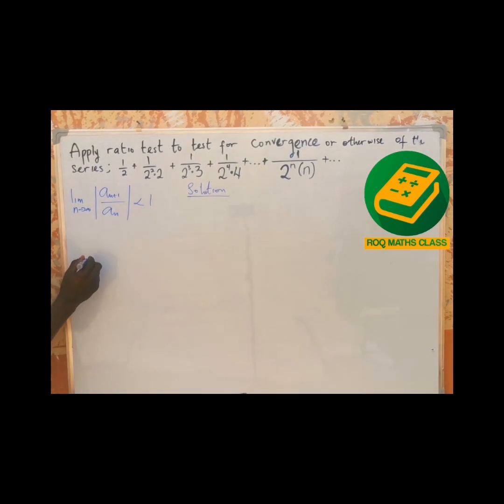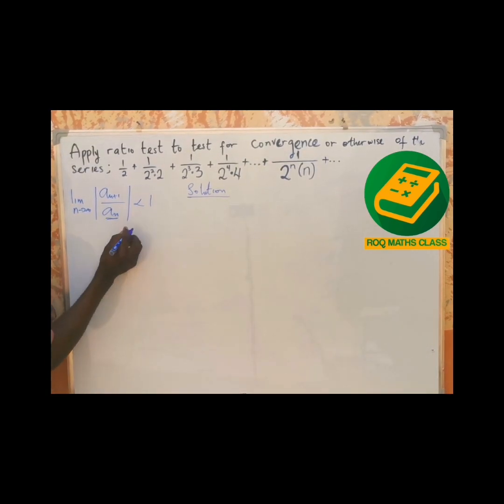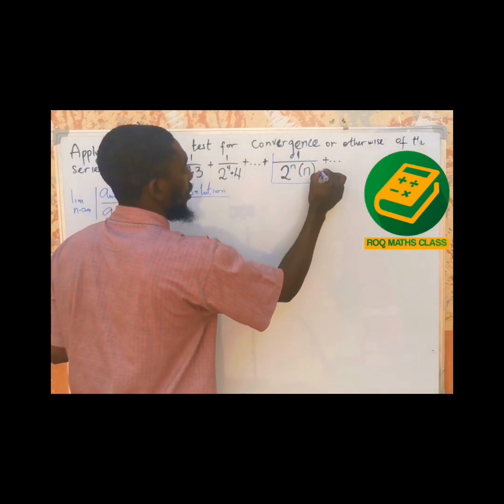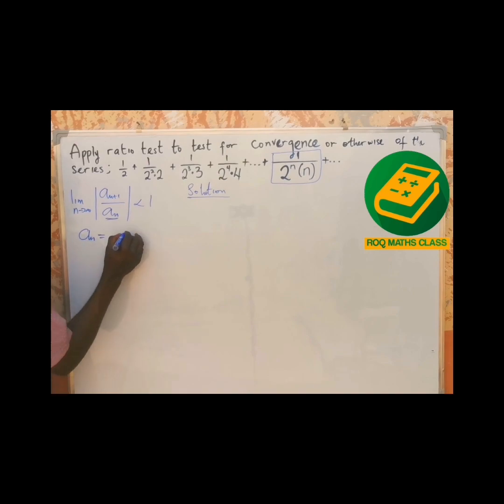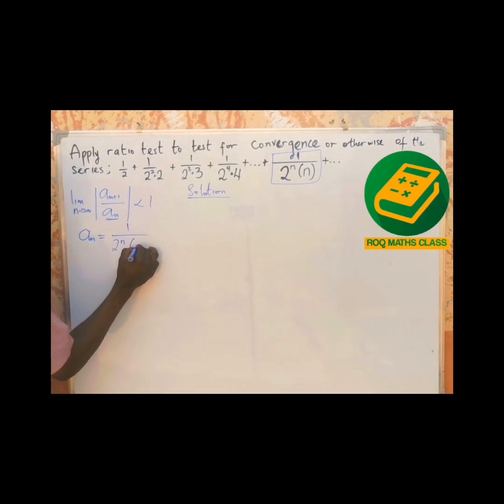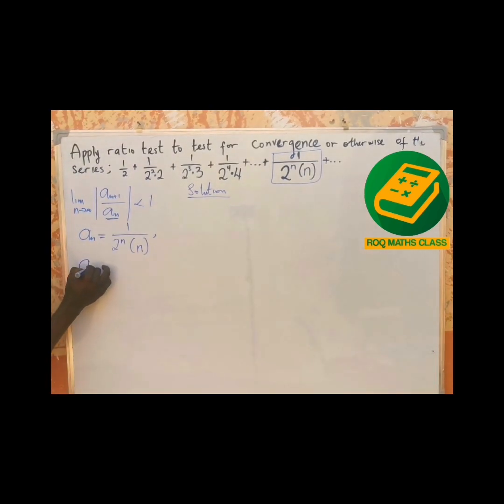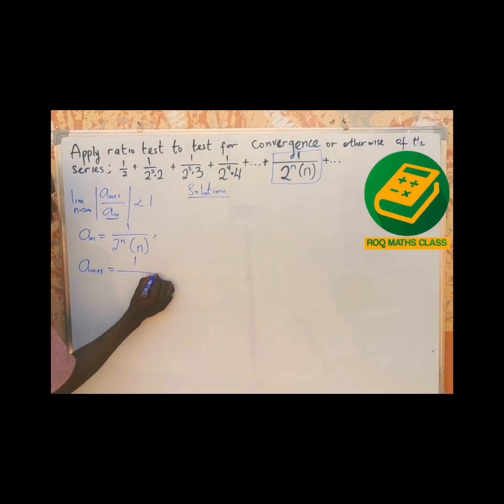This is what I have. First of all, you have to figure out your a_n. My a_n is equal to 1 over 2 raised to the power of n times n. Whereby my a_(n+1), whenever I see n, I have to replace it by n plus 1. I have 1 over 2 to the power of n plus 1 times n plus 1. This is what you have.